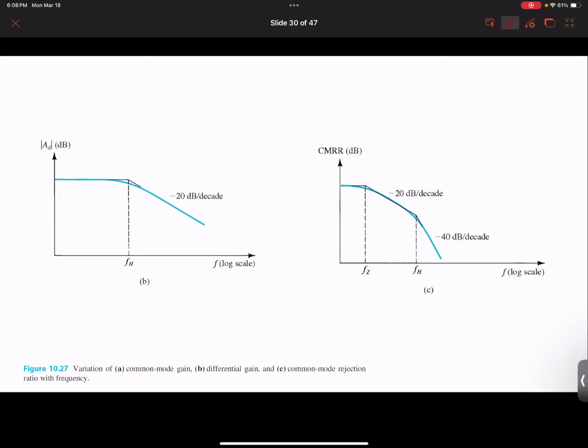So what this does is that this FZ, because our initial bandwidth is up to here, with FZ effectively reduces our bandwidth, which is not desirable, but it's okay. The circuit is still going to be stable. If your FZ is above your FH, we don't care because that's beyond our applications, right? So I think that's all I'm going to cover today.